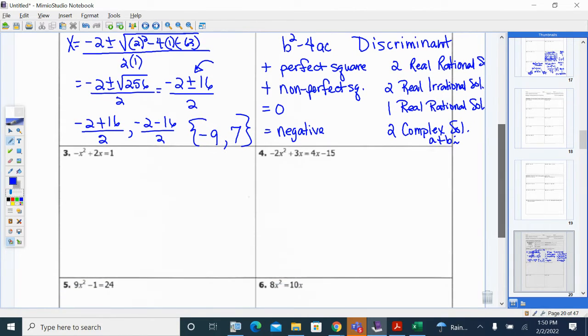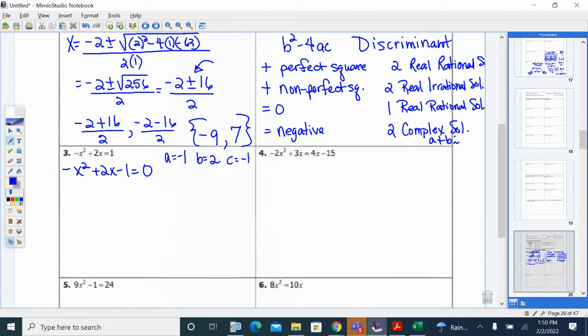We're going to look at example number 3. I've got negative x squared plus 2x is equal to 1. I'm going to subtract that 1 to get my 0. Again, that's very important that you have a 0 on one side. Identify the A, the B, and the C. A is a negative 1, B is a 2, and C is negative 1.